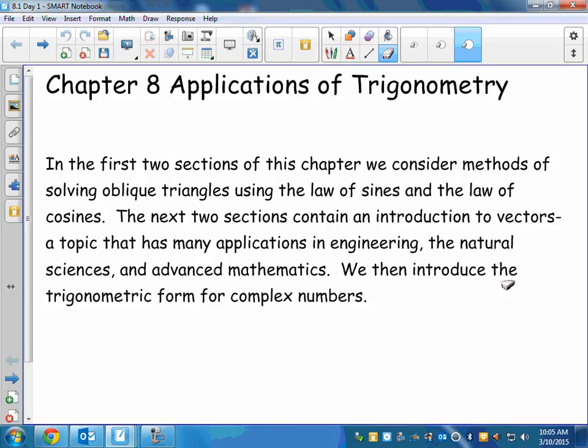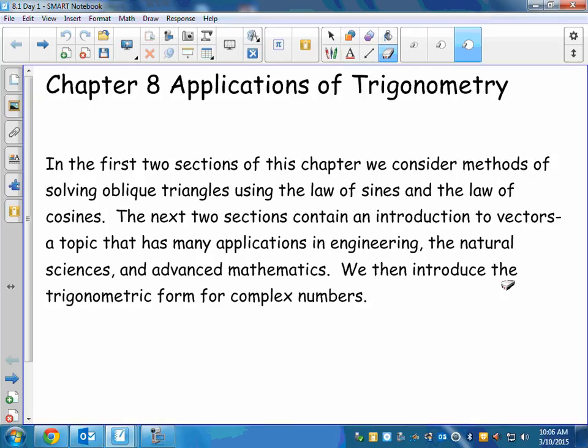Oblique can be a triangle that's acute, but what's missing from an oblique triangle? Like, it's not a right triangle. It's a triangle with no right angles. Well, it could be obtuse, but it could also be acute.